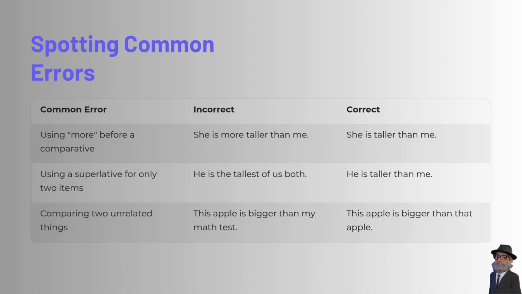Spotting common errors. Using more before a comparative. She is more taller than me. She is taller than me. Using a superlative for only two items. He is the tallest of us both. He is taller than me. Comparing two unrelated things. This apple is bigger than my math test. This apple is bigger than that apple.